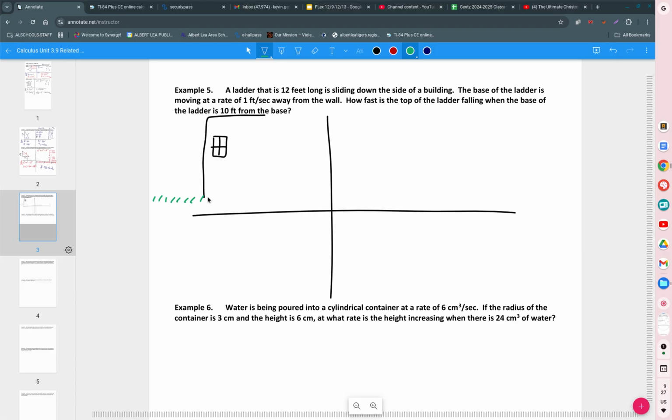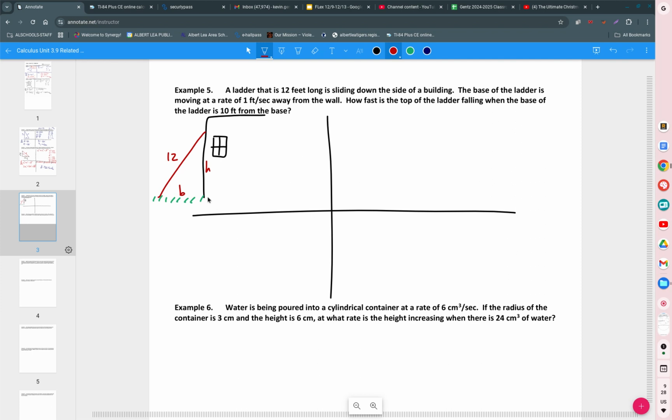That's grass. Okay. You see it. The red one is the realistic ladder. How do you want to label this? 12. I'll call it height and base.